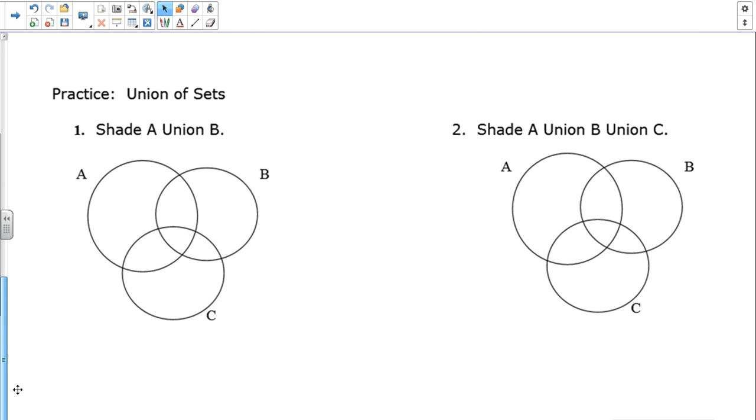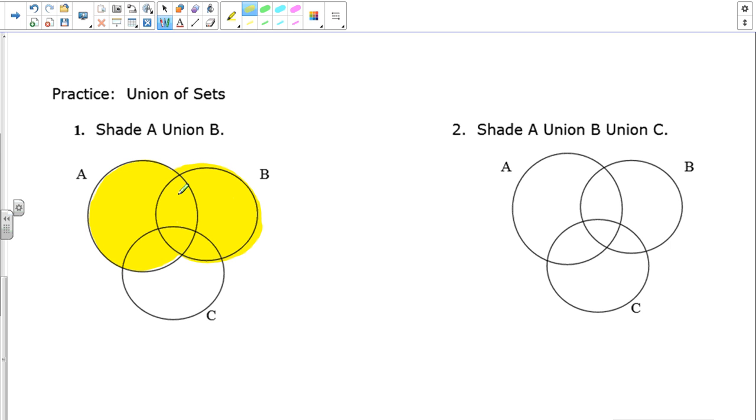So let's look at our practice. Shade A union B. So my question is, what does C have to do with anything? Absolutely nothing. So when we shade this, we're going to shade everybody that's in A. And once we've shaded everybody that's in A, it doesn't have to be pretty, we're going to shade everybody that's in B. Now, did we shade some of C? Yeah, but C really wasn't relevant to what I was doing.